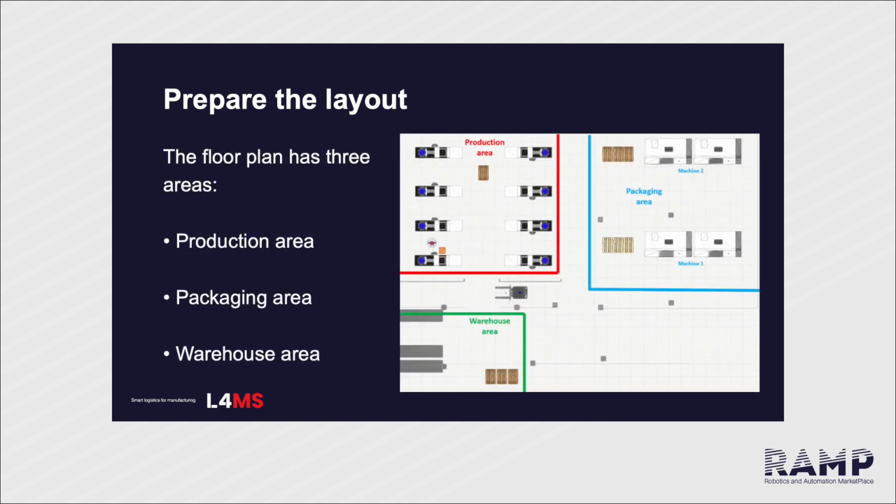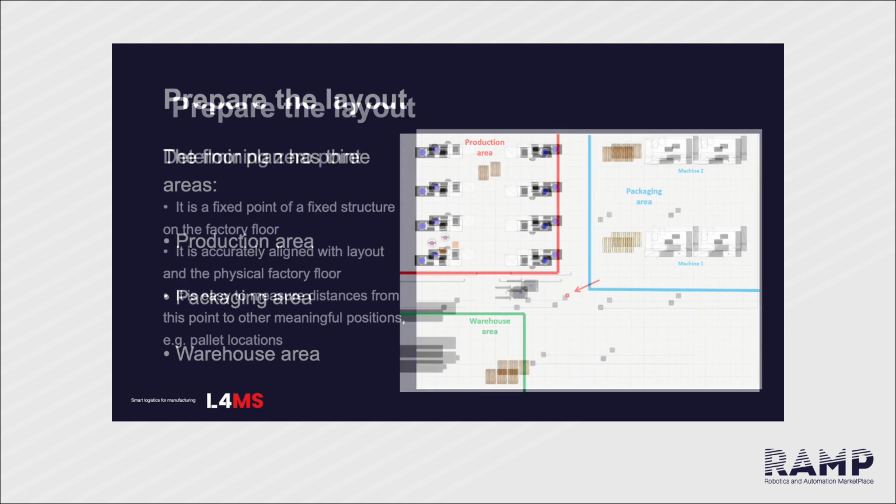One is the production area, the red one, which has some conveyor belts and the pallet. The other, on the right, is the packaging area, where components are packed, and on the bottom left, there is the warehouse area, where AGVs can stock their pallets.